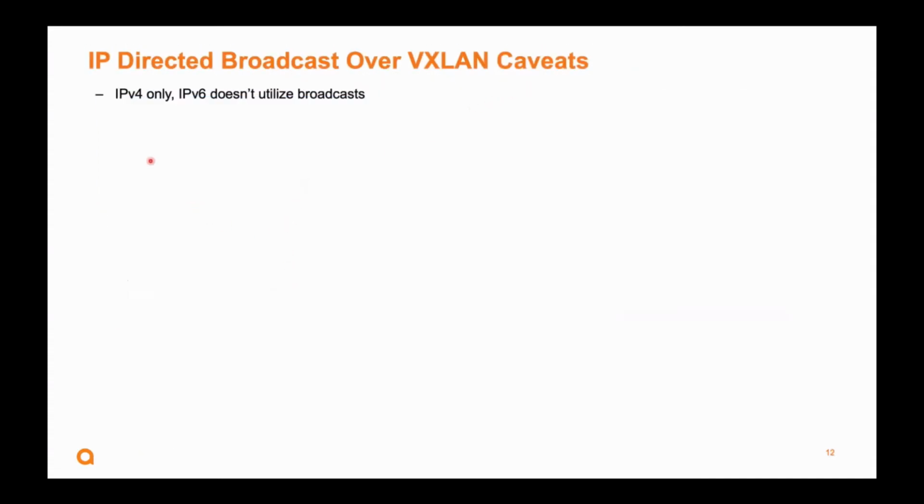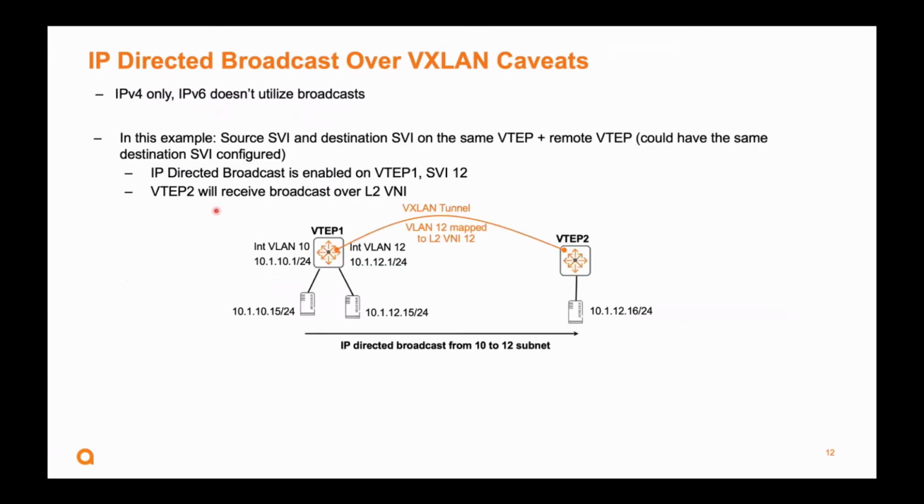Caveats: be aware, it's IPv4 only because IPv6 doesn't utilize broadcast. We've gone through this example before, right? Where the VTAP1 has a source and destination basically. So you enable IP-directed broadcast on VLAN 12. So because of this, be aware of this caveat.